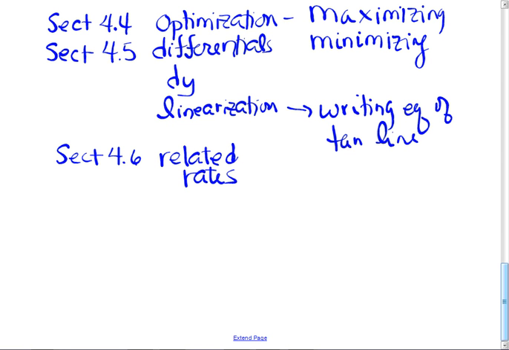I want to minimize my losses in my business. I want to maximize my profits. So that's where you use it in calculus in a business class. Then 4.5 is just approximations, and 4.6 is the related rates, seeing how things change. And again, you probably do that in engineering and physics.